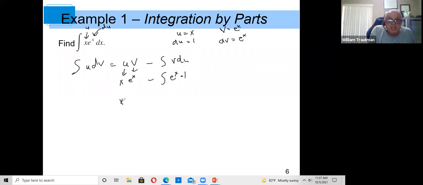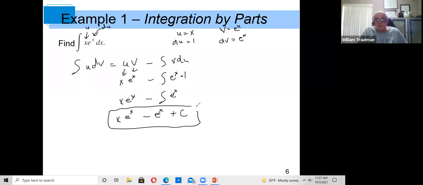So I end up with x e to the x minus the integration of 1 times e to the x, which is e to the x. And I already know what integrating e to the x is. It's e to the x. And I'm done.